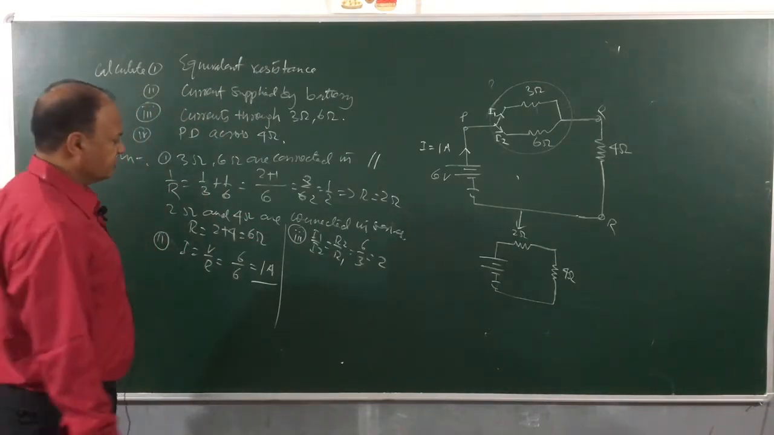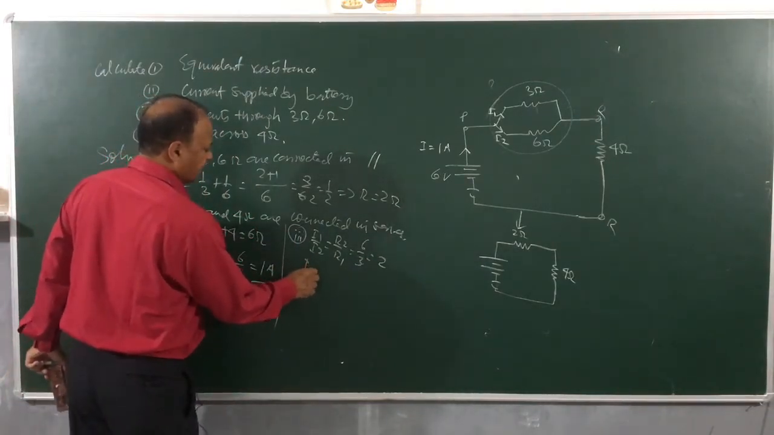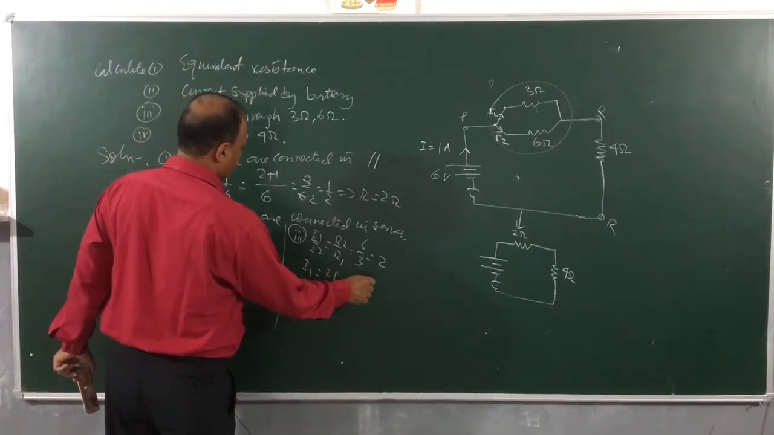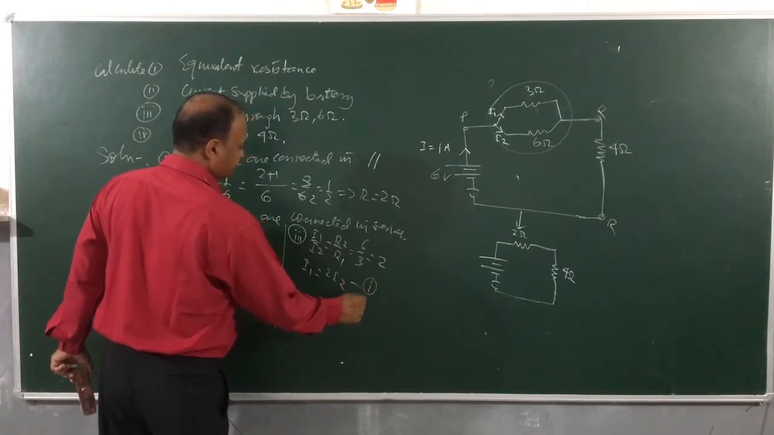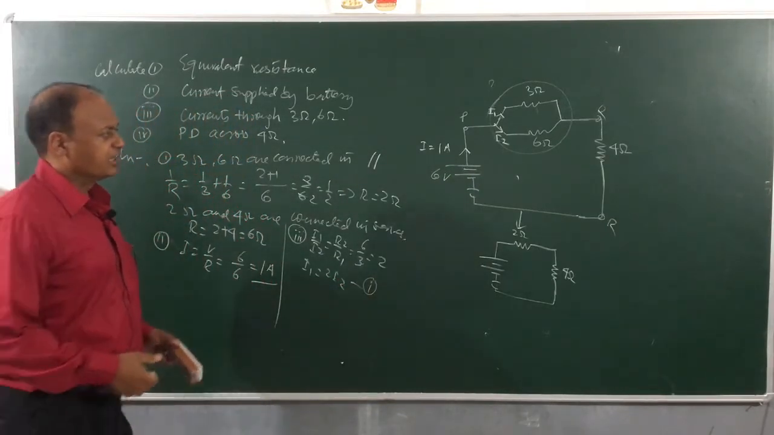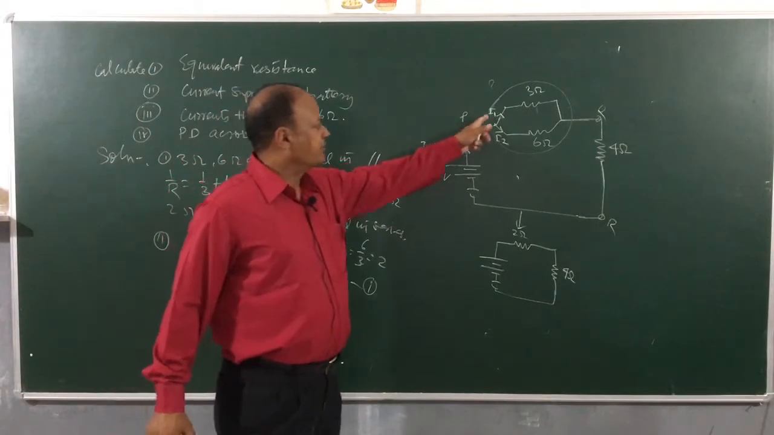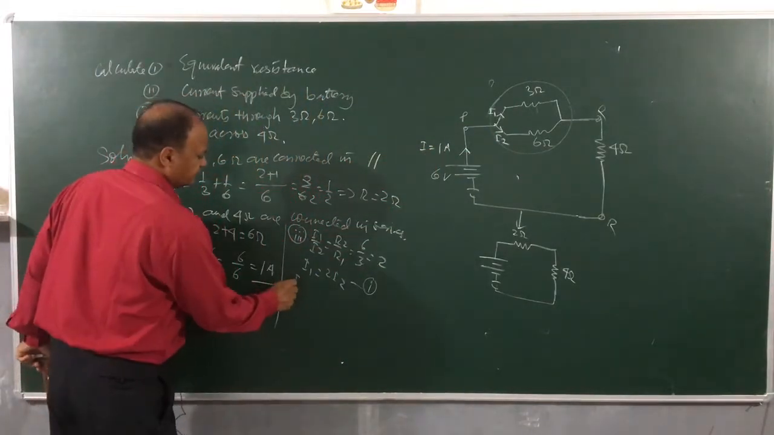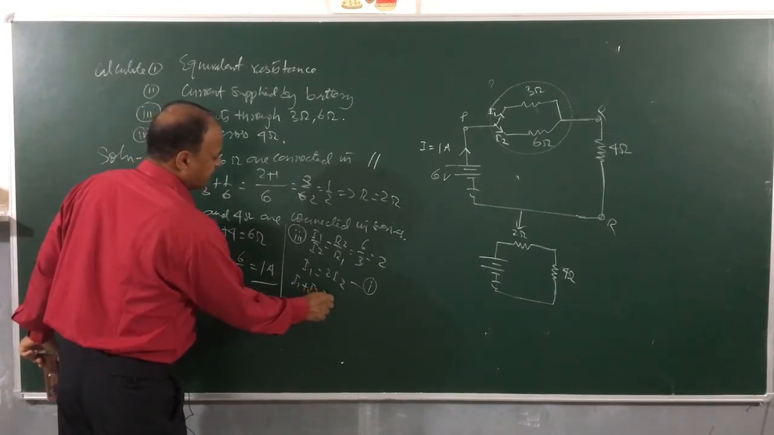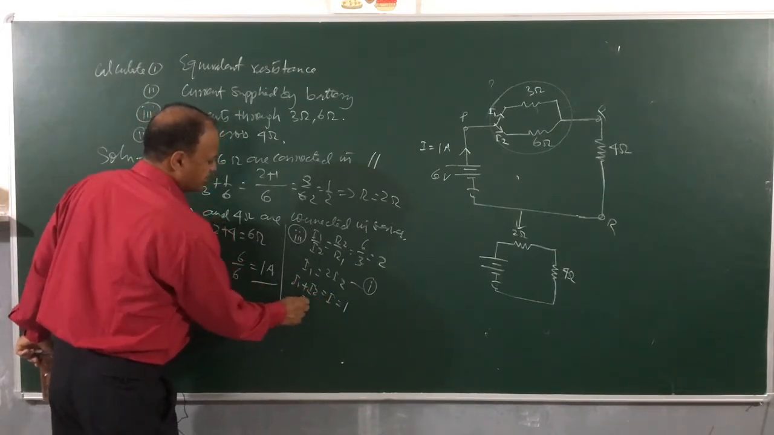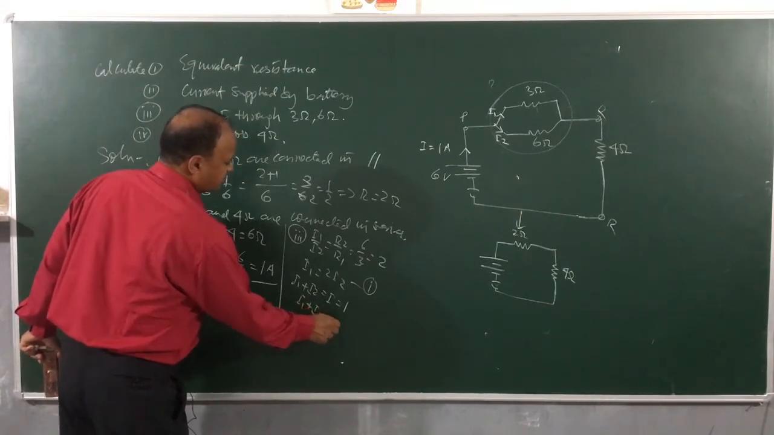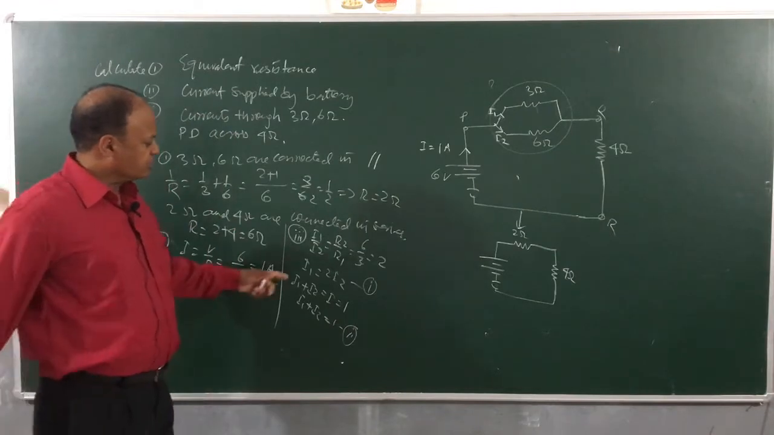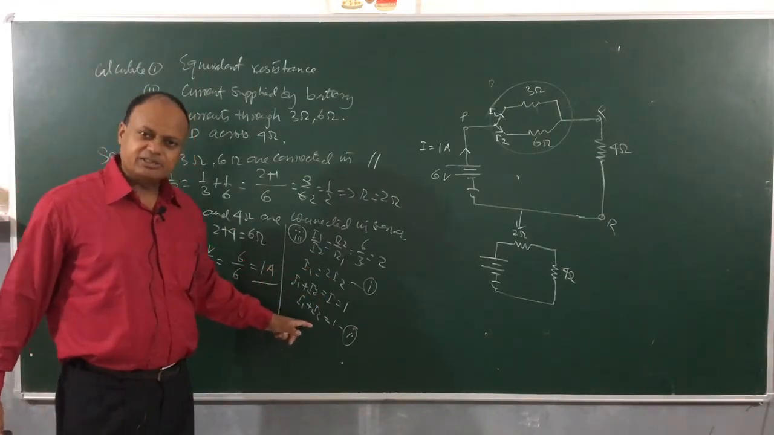Clear? So what I got? I1 is equal to twice I2. I'll call this equation 1. And children, again, I1 plus I2 is equal to I, and I is 1. So I1 plus I2 is equal to 1. So there are two equations I got: I1 is equal to twice I2 and I1 plus I2 is equal to 1.